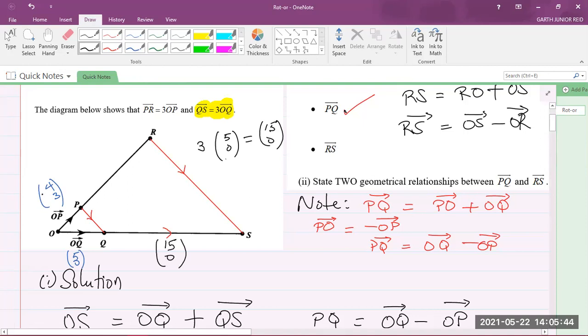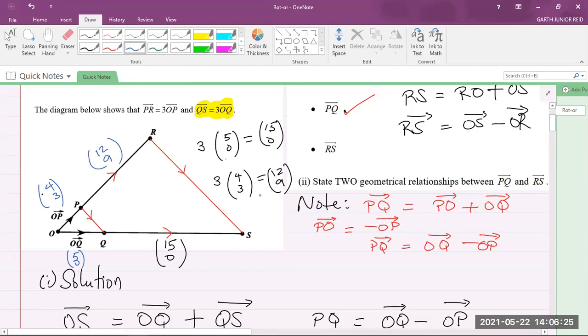It also told us that the vector PR, if I want to move from P to R here, is equal to 3 multiplied by the vector OP. So 3 multiplied by the vector OP, which is (4, 3). If I perform this scalar multiplication, multiplying the 3 by each element inside the brackets, I will get (12, 9). So I can now come down here in my diagram and write the vector PR as (12, 9).